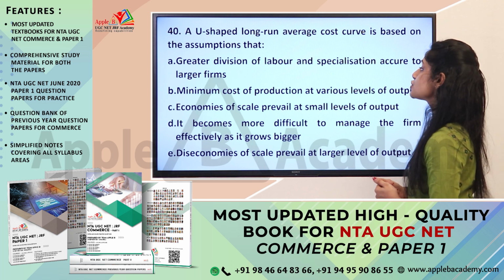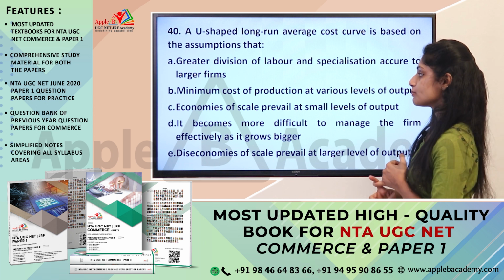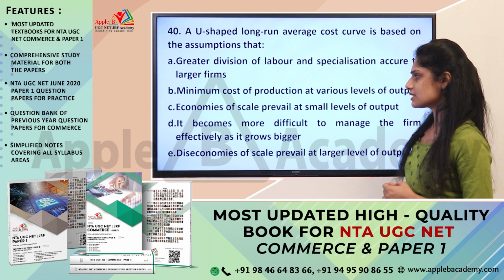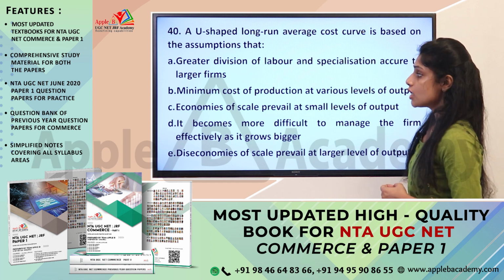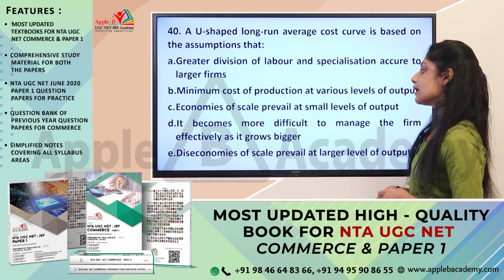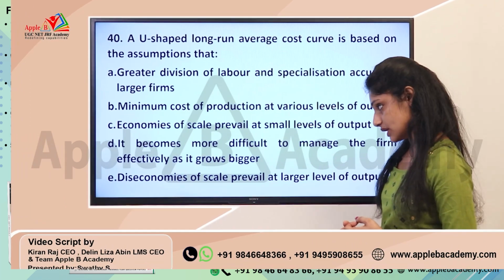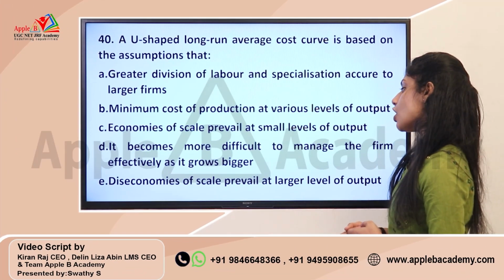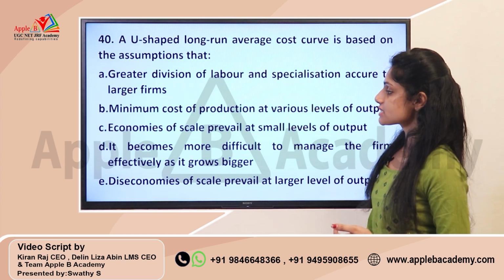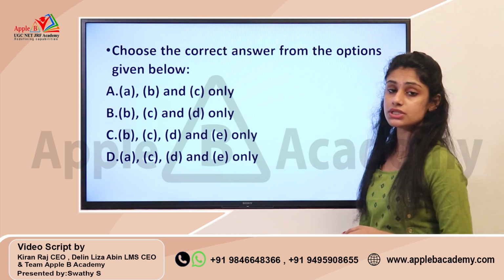A, great division of labor and specialization accrue to large firms. Of course, that point should be there. B, minimum cost production at various levels of output. Is that a point which you can connect it with? No. C, economies of scale prevail at small levels of output. True. D, it becomes more difficult to manage the firm effectively as it grows bigger. Right. E, diseconomies of scale prevail at a large level of output. So, you can say that A, C, D and E should be there. A, C, D and E, that is option D.